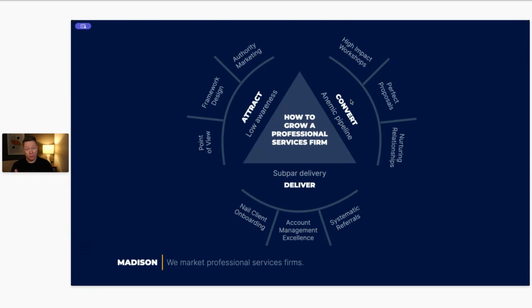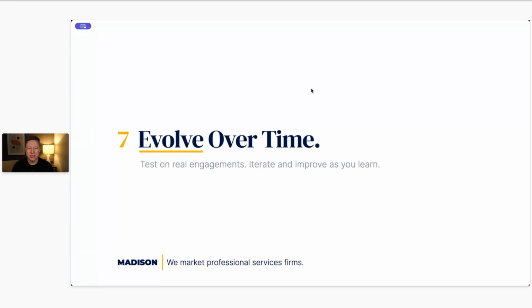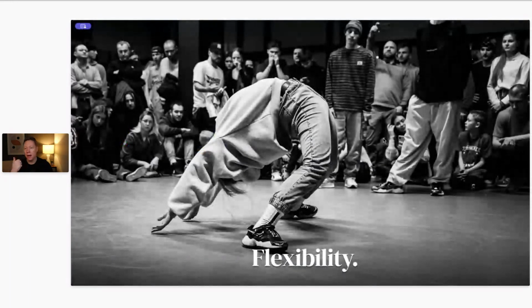Which gets to my last point, actually, good segue. Step 7 is evolve over time. So your first version of this is not going to be perfect. So you want to test it on engagements. You want to iterate on it and improve as you learn. And a couple of lenses you can use here to think about this. Flexibility. How applicable is this? How can it be adapted for different contexts? Does it scale up and down well? Is it as useful for a small project as it is for a comprehensive project?